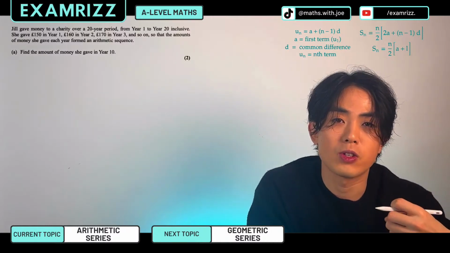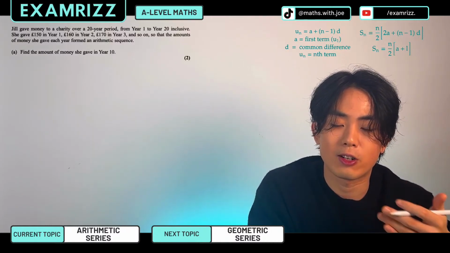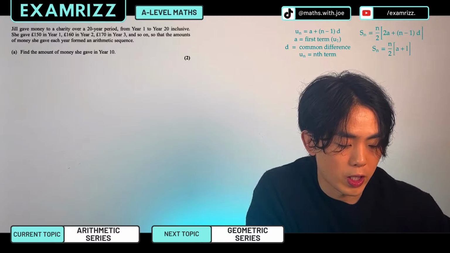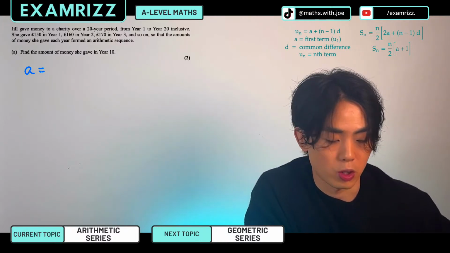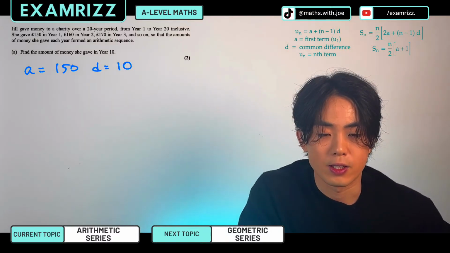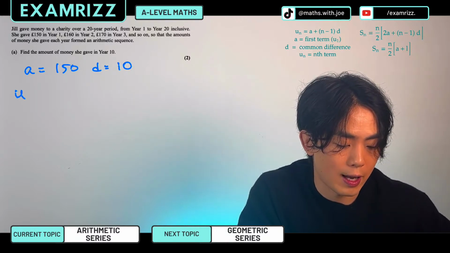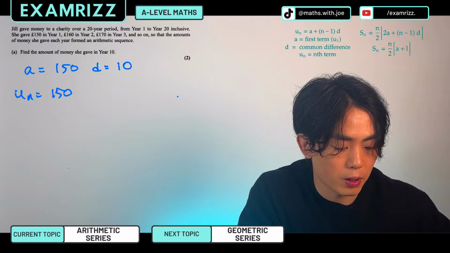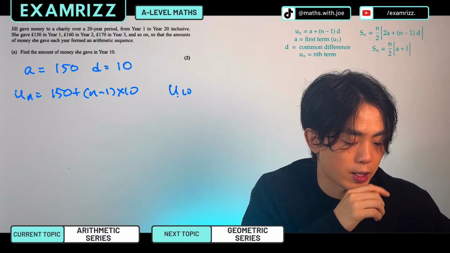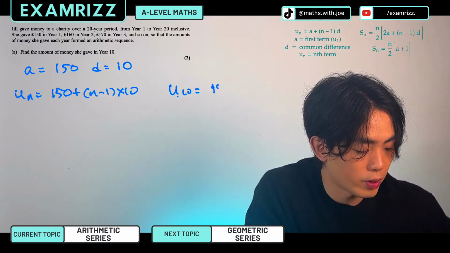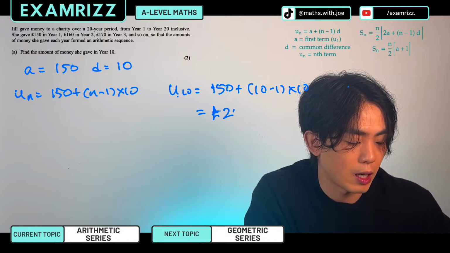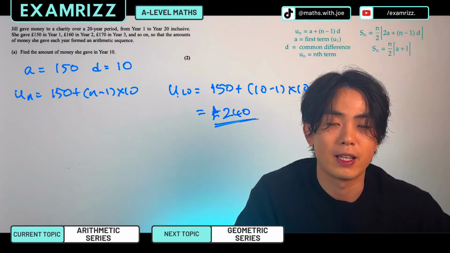So you can see that what we're counting is the amount of money she gives to charity. And you can see that it increases by £10 each year, from 150, 160, 170. So what we can deduce straight away is that a is the first amount, which is 150, and d, the common difference, how much it increases by, in this case is 10. If I want to find the 10th year, I need the un equation. un is equal to 150 plus n minus 1 times 10. So U10 is equal to 150 plus 10 minus 1 times 10, which tells us that Jill gives to charity £240 in her 10th year.